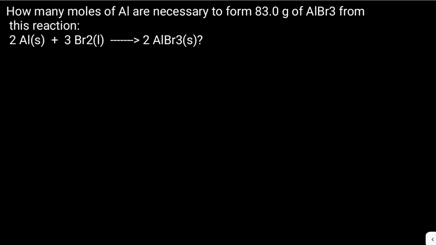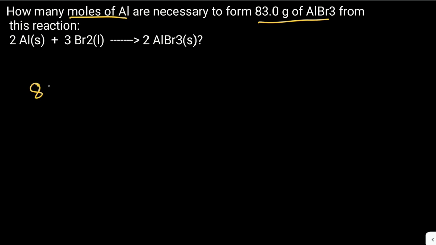You have to check first if the chemical equation or reaction is balanced. So we have 2 aluminums on the reactant side and 2 aluminums on the product side, and then 6 bromine and 6 bromine. So the equation is balanced. We're given 83.0 grams of aluminum bromide, and then we need to get the number of moles of aluminum. So we start with the given.